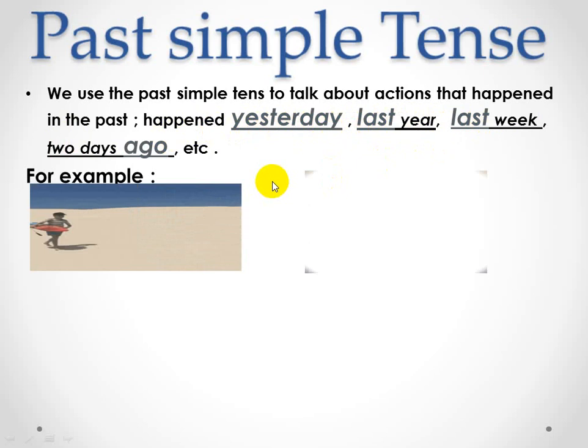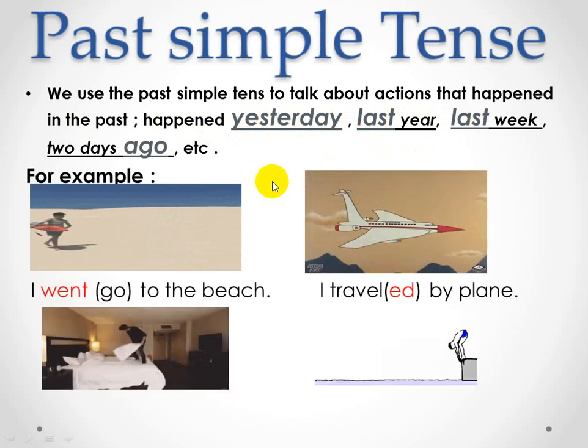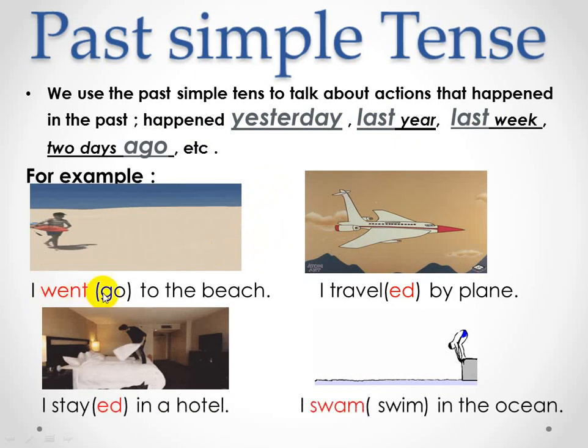Here, when I talk about my last vacation, I say what? I say, I went to the beach. Went is the past form of go. I traveled by plane. Traveled is the past form of the verb travel.